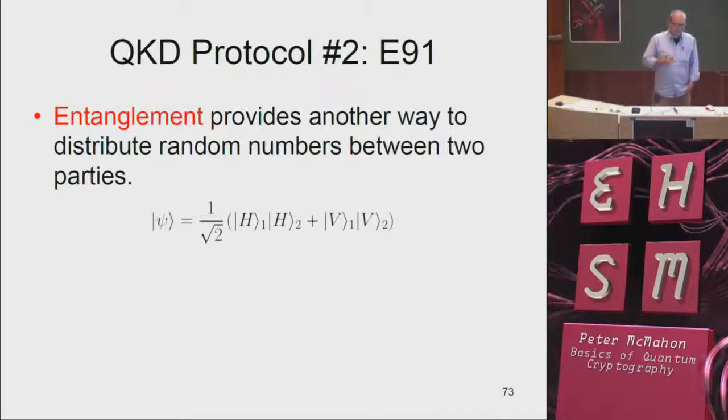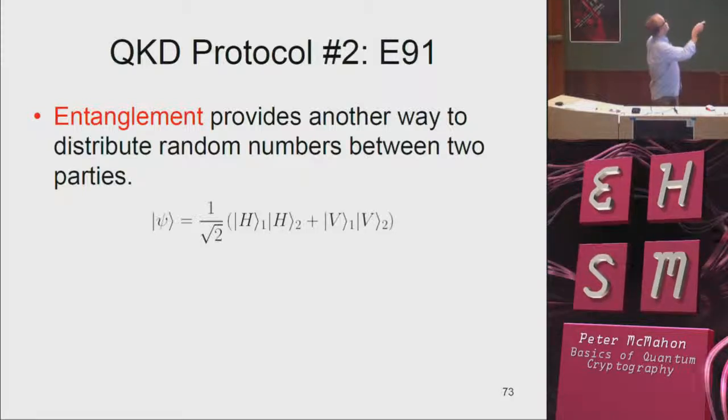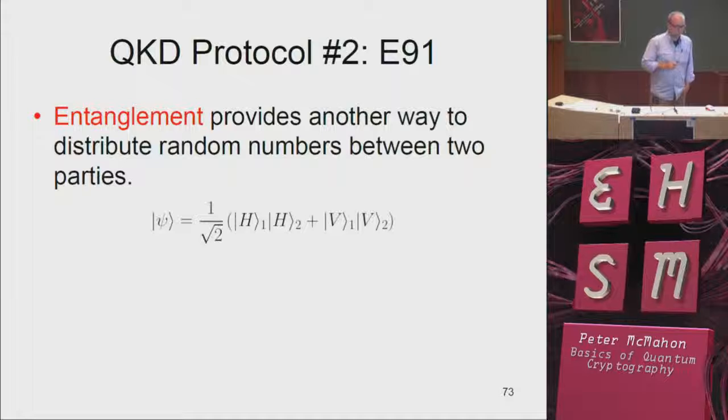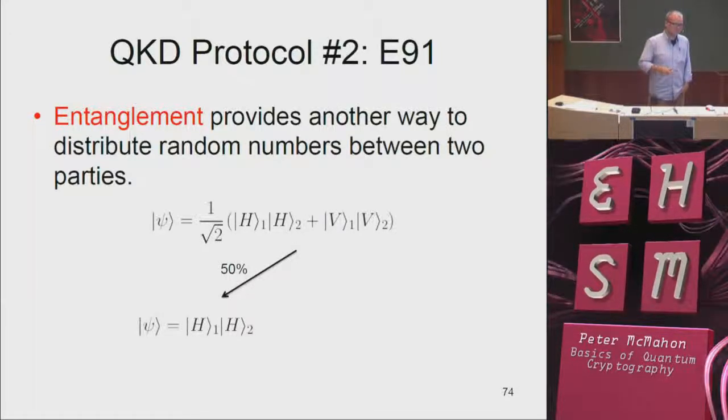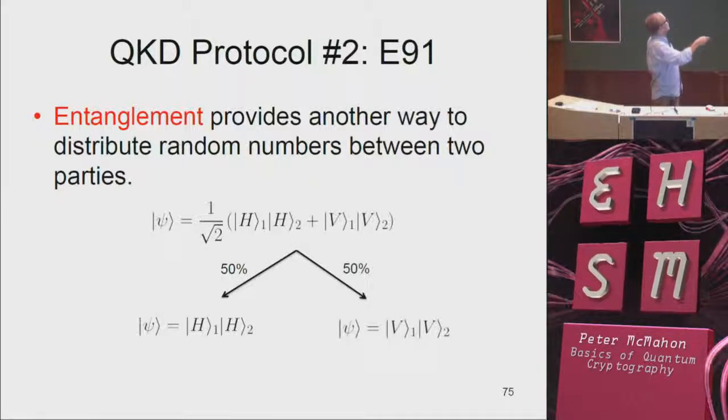So this entanglement feature is kind of strange, but one of the neat things about it is that Ekert figured out how to use it to distribute random numbers between 2 parties in a different way than Bennett and Brassard did. So let's suppose that you prepare 2 photons in this state. So the state has 50% probability of both photons being H, or 50% probability of both photons being V. So if you measure it, you will either get this state out here, or with 50% probability, you'll get this state out here.